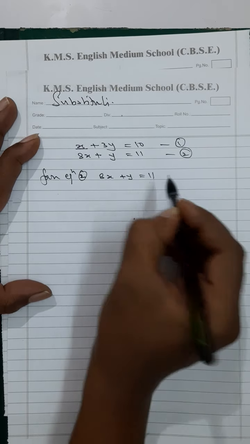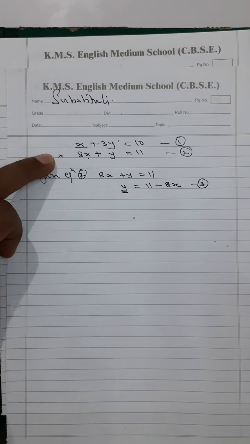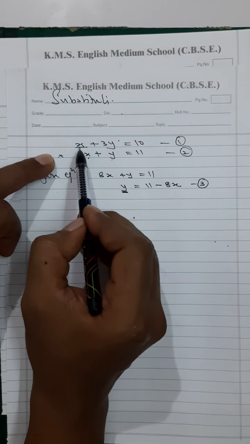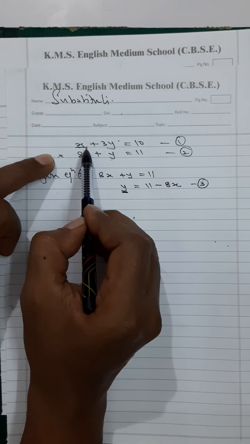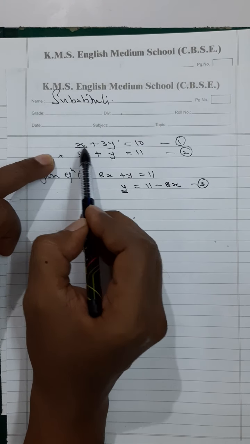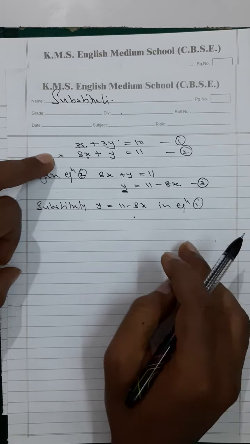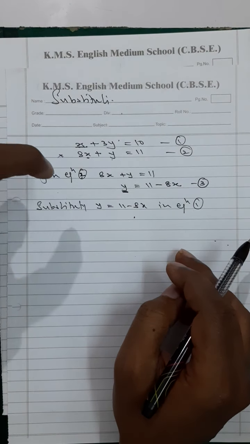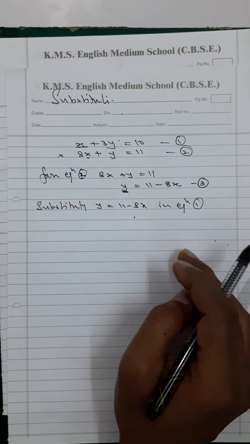And whatever value of y I have got from equation 2, I will substitute in equation 1. If I had calculated x from equation 1, I would have substituted that value in equation 2. So substituting y is equal to 11 minus 8x in equation 1. Why equation 1? Because this y I have got from equation 2, so I will have to substitute in the opposite equation.